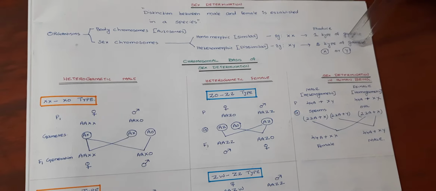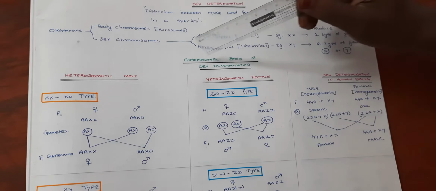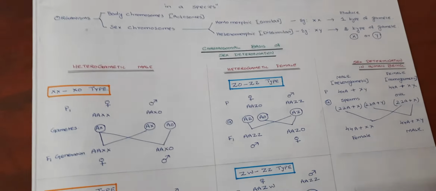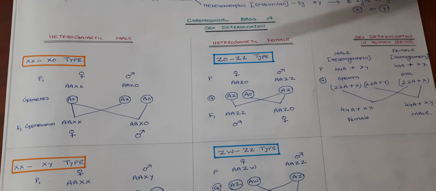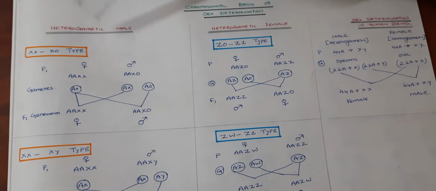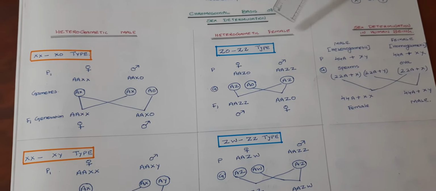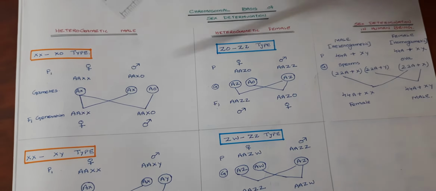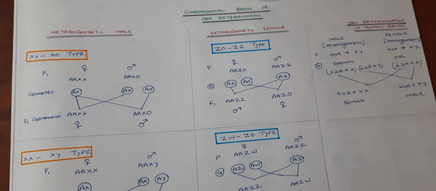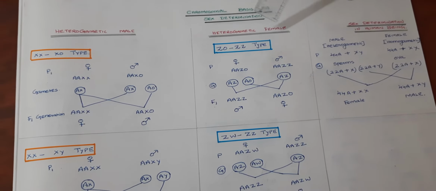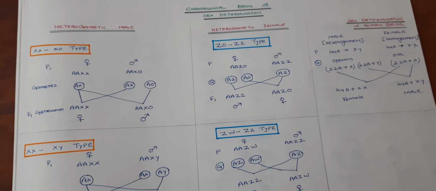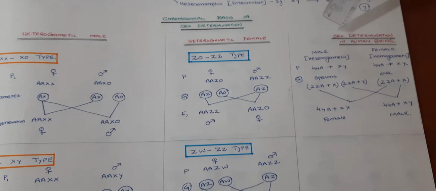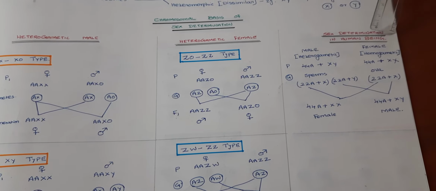Based on these two types of gametes, the chromosomal basis of sex determination is given here. The chromosomal basis of sex determination is of two types, heterogametic male and heterogametic female. That means the male has two different types of chromosomes, heteromorphic. Heterogametic female means the female has two different types of chromosomes. Then the specialized concept is sex determination in human beings by means of chromosomes.